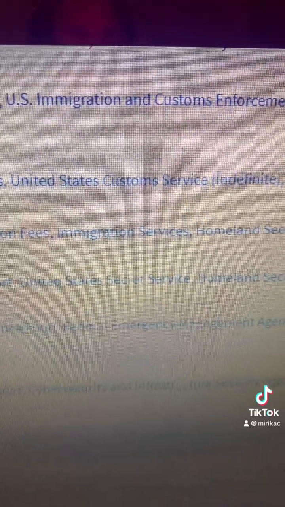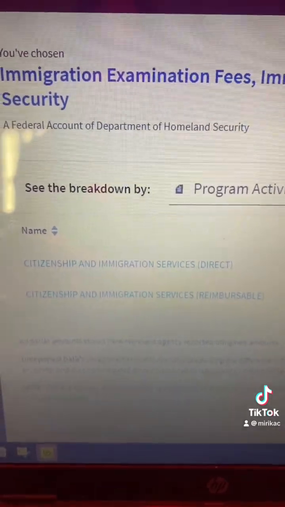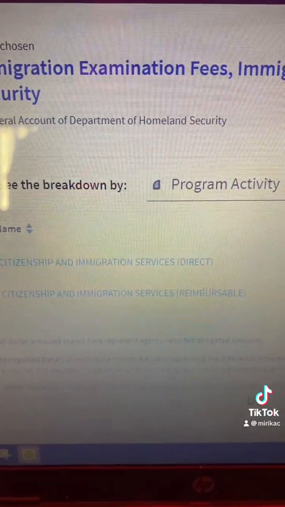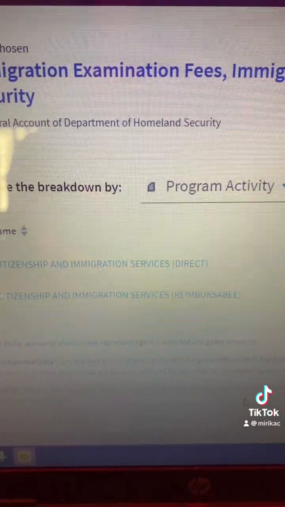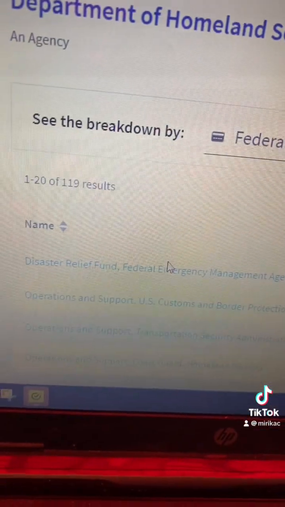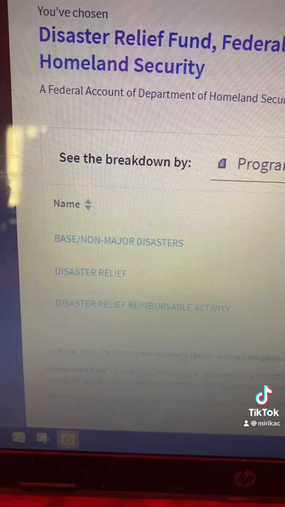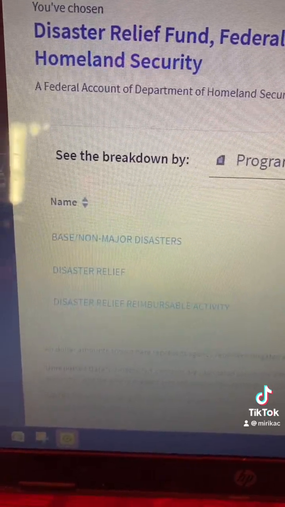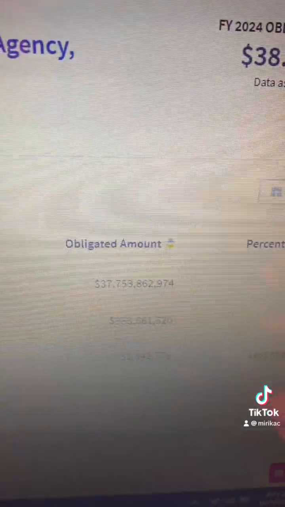Now, if we go back to immigration examination fees, immigration services, we can click on this and it'll give you the breakdown of what that is. Citizenship and immigration services, direct, citizenship and immigration services, reimbursable. And here's the obligated amount that was approved. Same thing, if we go back to the disaster relief fund, FEMA, when we click on this, we'll see how they broke it down. Base, non-major disasters, disaster relief reimbursable activity. And here it is right here.